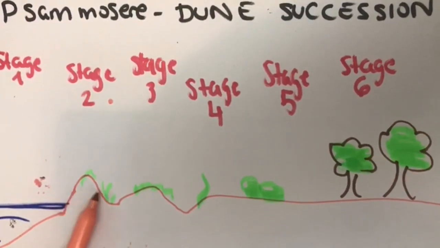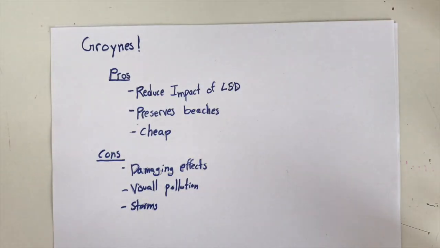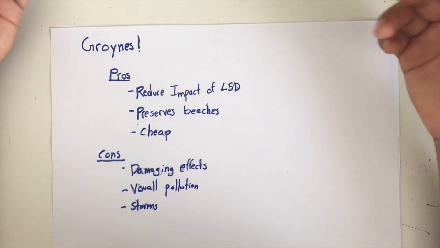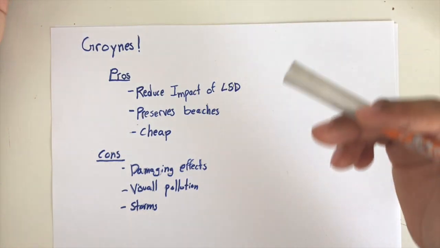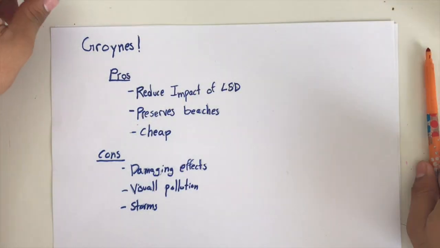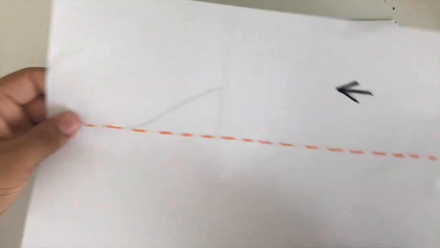We also see growth of plants, and also we're going to talk about coastal management systems, and I'm going to start off with groins. Groins are a hard engineering method used to prevent beach erosion that happens through the process of LSD by trapping sediment. Now, before I go into the pros and cons, I'm going to quickly explain how a groin works.